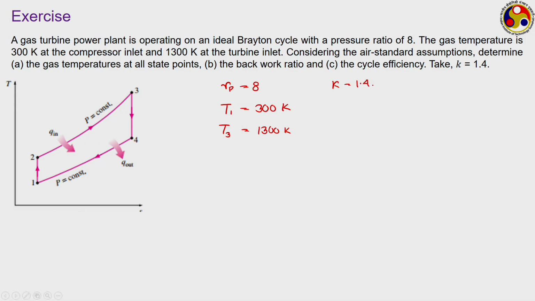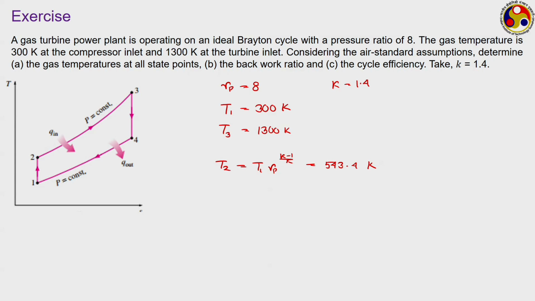So, considering the air standard assumptions, you have to determine the gas temperatures at all state points, two of them already given. So, basically you have to find T2 and T4, the back work ratio and the cycle efficiency. Okay. So, what will be the magnitudes? We know that following the compression process, T2 will be equal to T1 into Rp to the power (k minus 1) upon k. T1, Rp, k all are given, and as always I have pre-calculated the numbers. So, it will be coming something like 543.4 Kelvin, something in that order.